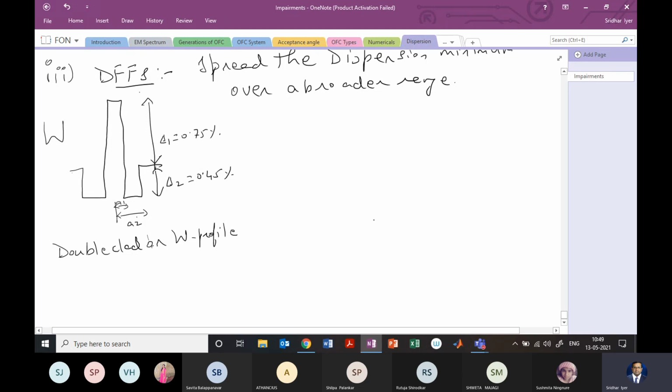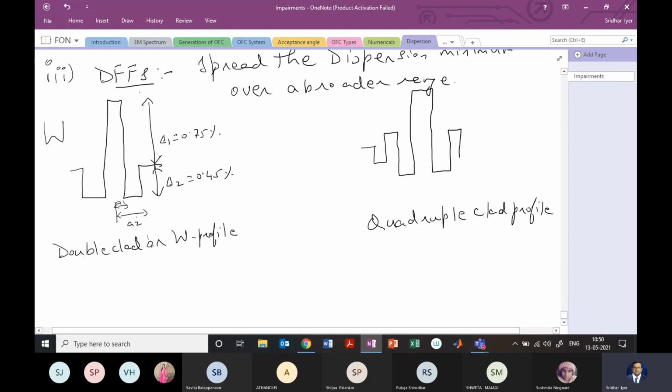The other profile which we have is a quadruple clad profile, and as the name suggests, it's going to have four such claddings, and you'll see that it's very complex to design. So it's easier said than done, because this will be very difficult to design, right? So the dispersion flattened fibers are used at certain points, but they are not that popular.